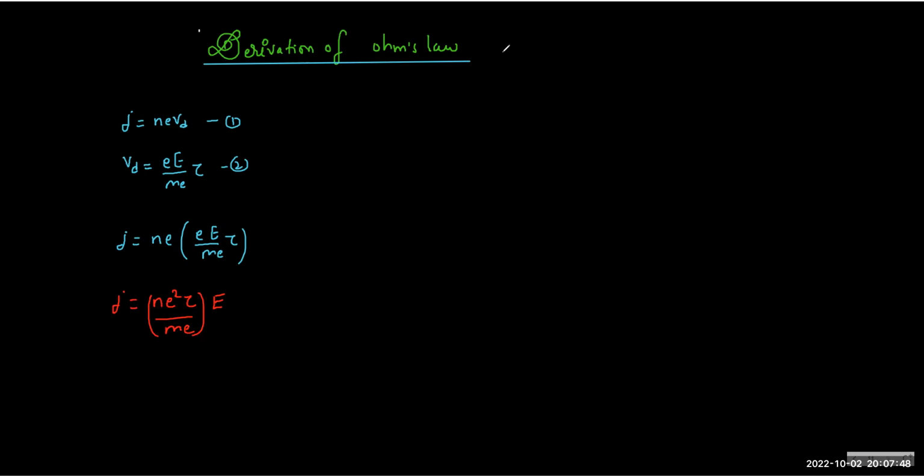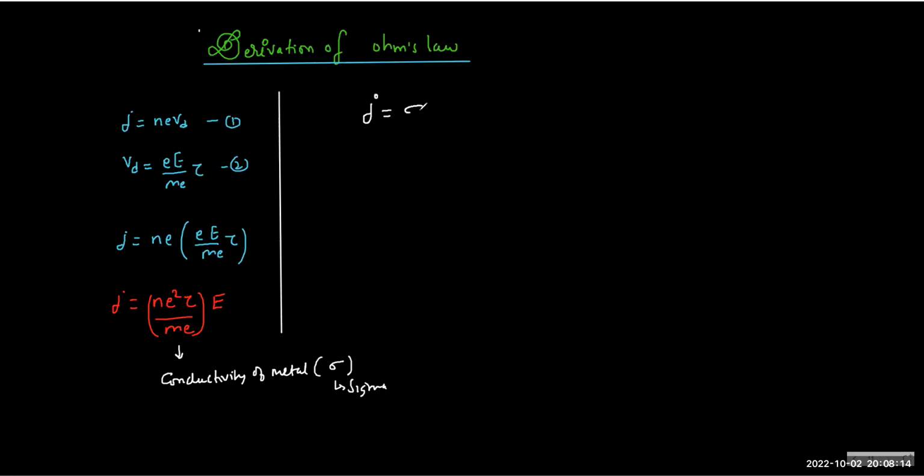This entire term we call the conductivity of the metal, and we represent it by the symbol sigma. Again, it's a matter of convenience, nothing else. Writing this bulky thing is not good. So we write J equals sigma E. This is the famous Ohm's law. Oh, you don't know this law? This is called the local form of Ohm's law.